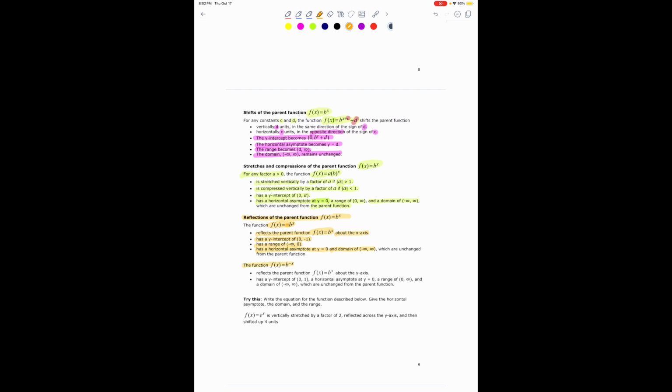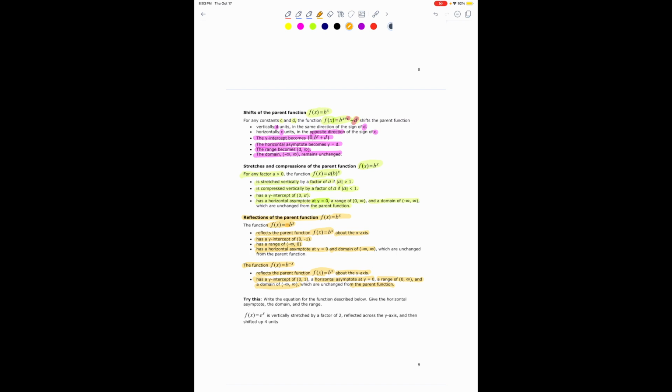Another type of reflection is the horizontal reflection over the y-axis. So if the function f of x equals b to the negative x, then this function is going to reflect the parent function f of x equals b to the x power about the y-axis, or horizontally. The y-intercept is going to be (0, 1), so that doesn't change. The horizontal asymptote doesn't change. It's the x-axis, or y equals 0. The range doesn't change. It's from 0 to positive infinity, and the domain remains the same also, negative infinity to positive infinity. And these do not change from the parent function by reflection, as we mentioned.